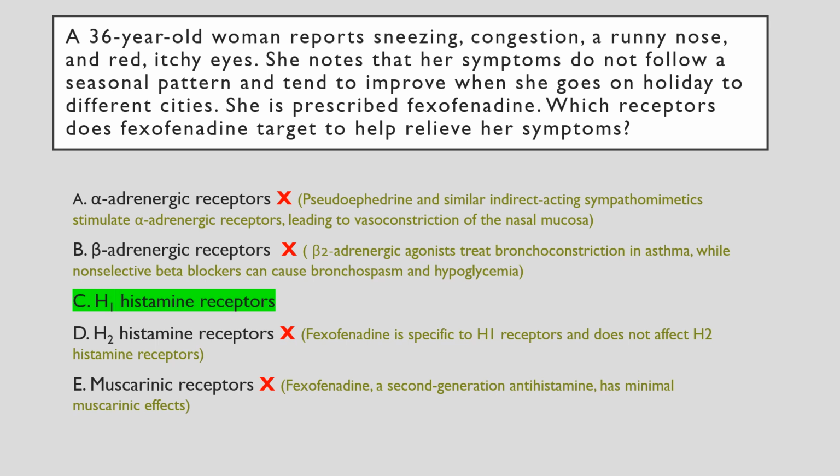Option D is incorrect because fexofenadine is H1 receptor specific and does not target H2 histamine receptors. Option E is incorrect because fexofenadine is a second-generation antihistamine and has minimal effects on muscarinic acetylcholine receptors. First-generation antihistamines such as diphenhydramine have prominent antimuscarinic effects such as dry mouth, drowsiness, and constipation.